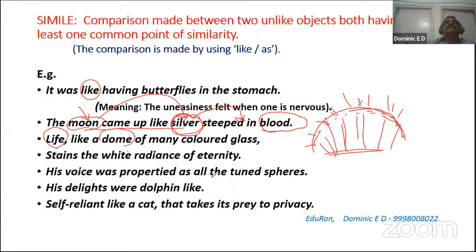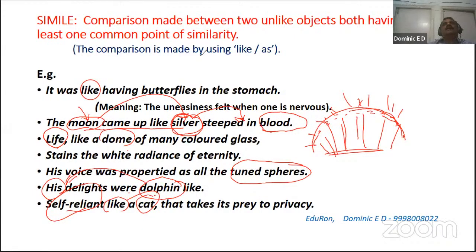His voice was propertied as all the tuned spheres. This is spoken about Julius Caesar. His delights were dolphin-like. In the poem, it is about Julius Caesar and a dolphin. Just as a dolphin is happy in the water, jumping up in the ocean, in the same manner he was also expressing his happiness. Self-reliant like a cat that takes the prey private. A cat is self-reliant; like that, we too should be self-reliant, not depending upon anyone.